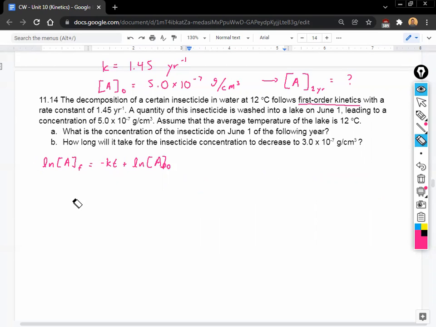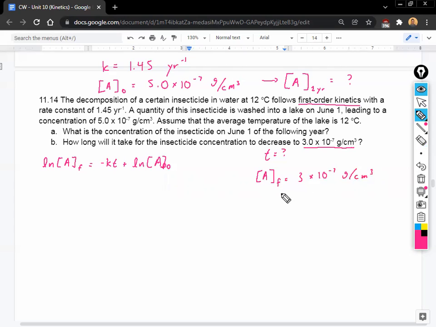Okay, guys, so for part B, what are we looking for? Yeah, we're looking for time because it says how long. How long is just another way to say you're looking for time, right? So in this problem, you're looking for T. It says, how long will it take for the insecticide concentration to decrease to 3 times 10 to the negative 7 grams per centimeter cubed? What variable does this stand for? AF, or final concentration. So the final concentration is going to equal 3 times 10 to the negative 7 grams per centimeter cubed.